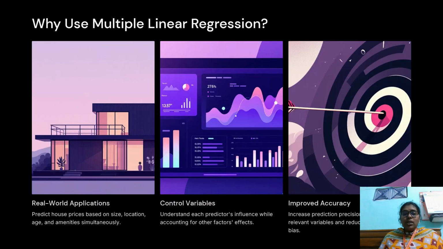So why can we use linear regression? Real-world applications include predicting house prices based on size, location, age, and amenities. Control variables means understanding each predictor's influence while accounting for the other factors' effects. Improve accuracy means increasing the prediction accuracy, relating predictions to relevant variables and reducing the bias.